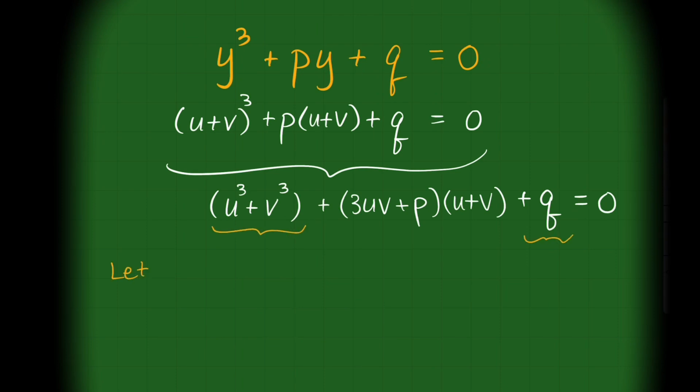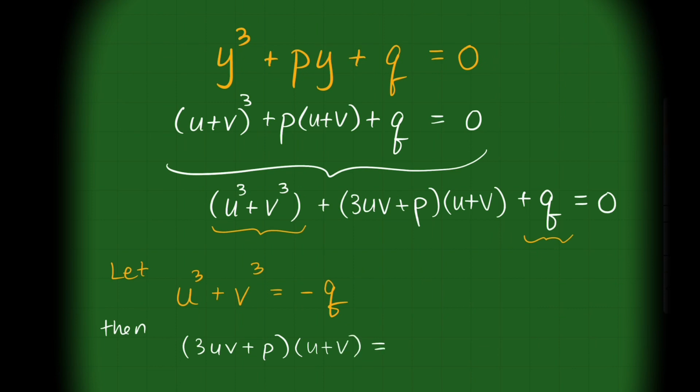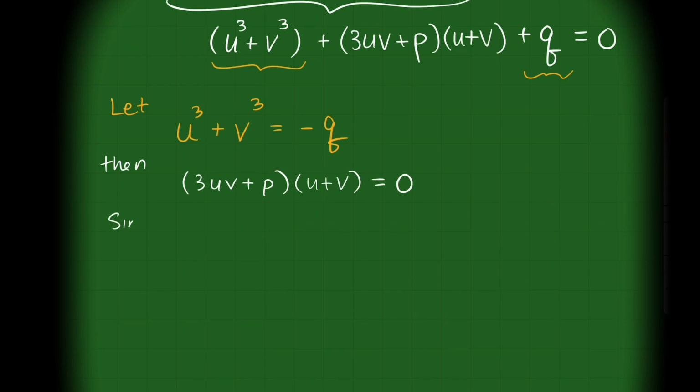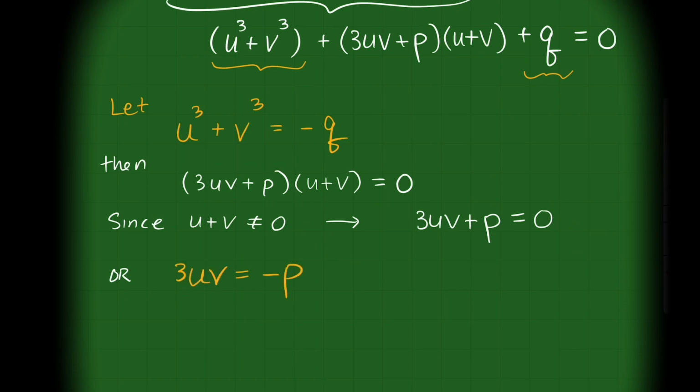Now, in order to satisfy this equation, we're going to let u cubed plus v cubed be equal to negative q. Therefore, those two terms would cancel out in the equation. And that would then imply that 3uv plus p times u plus v is equal to 0. But since we're assuming that our solution u plus v is not equal to 0, that would make 3uv plus p equal to 0. And a little bit of manipulation there would show that u times v is equal to negative p over 3.